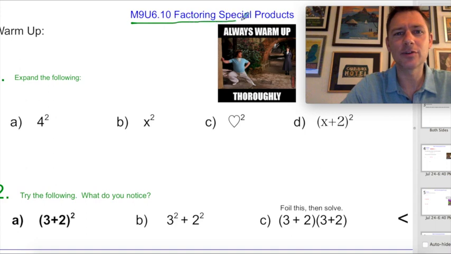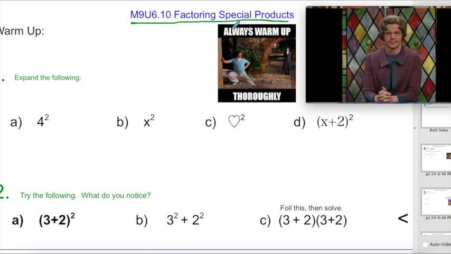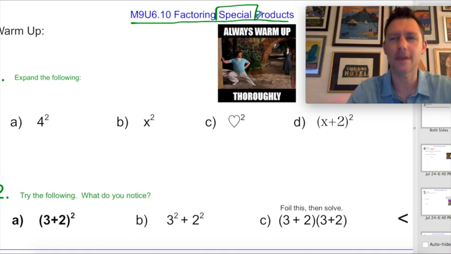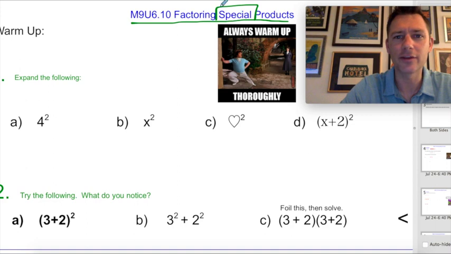At the top of your notes, you're going to put 6.10, factoring special products. Well, isn't that special? All we're doing is trying to have you see patterns and do this a little smoother, a little faster. So drop that in your notes.